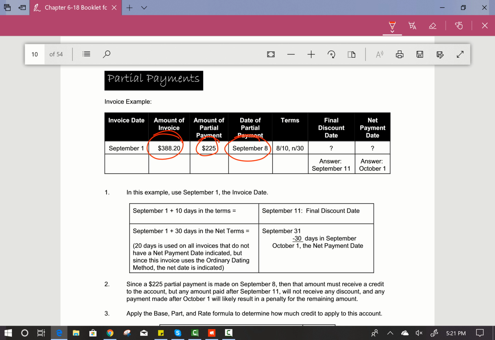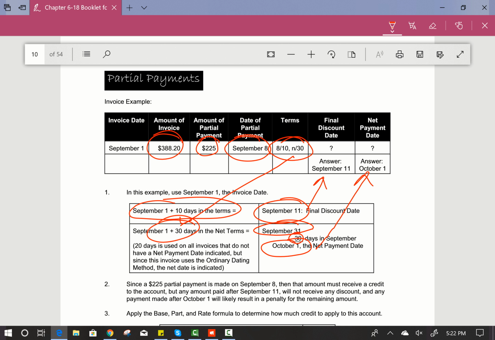Okay, since the terms is an 8% discount if taken within 10 days and the net is in 30, I'm going to find 10 days from September 1. So September 1 plus 10 days in the terms equals September the 11th, so that's the final discount date. The net payment date is September 1 plus 30 days to give us September 31st. September 31st does not exist, so we're going to subtract out 30 days in September to give us 1 day remaining in the next month of October. So October 1 is the net payment date.